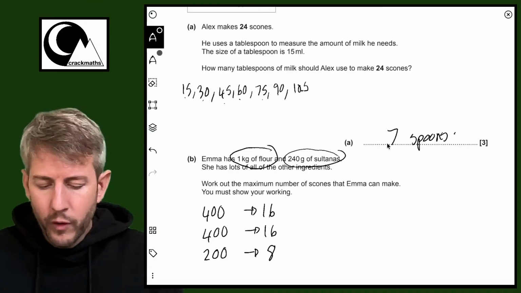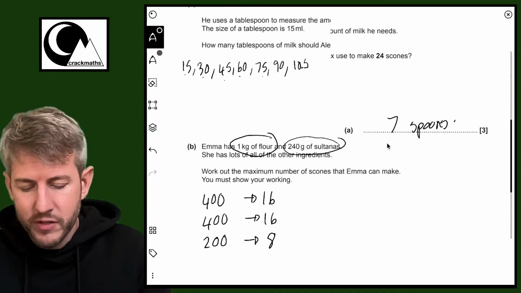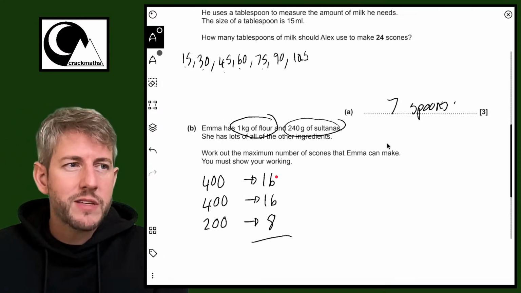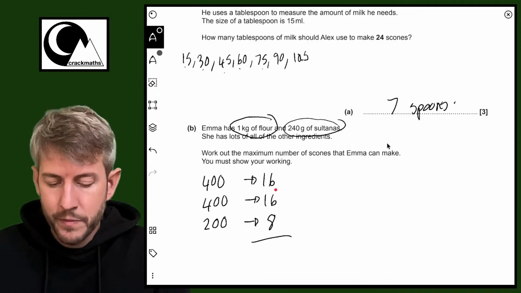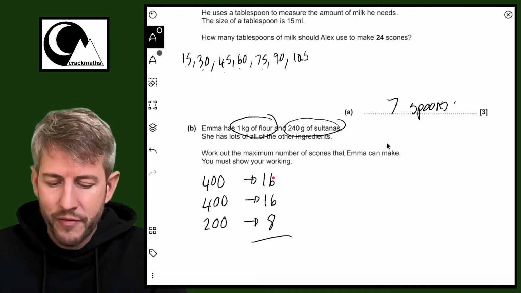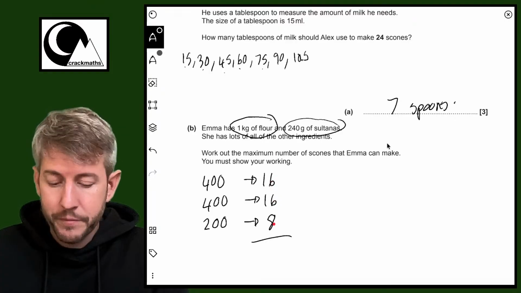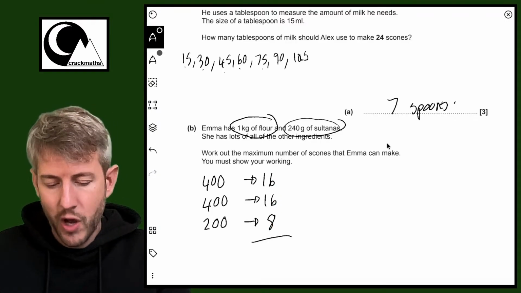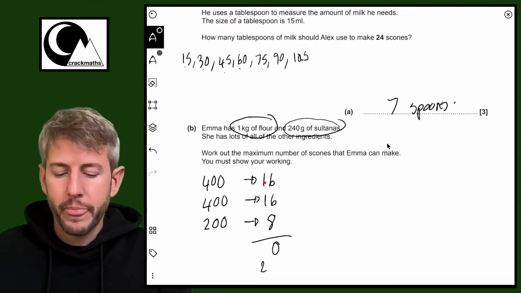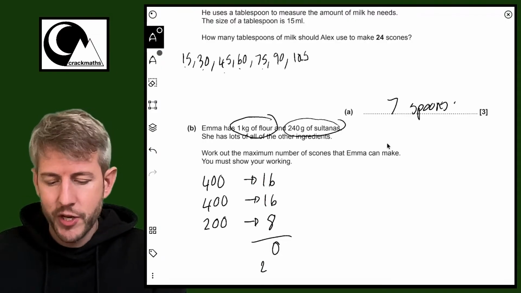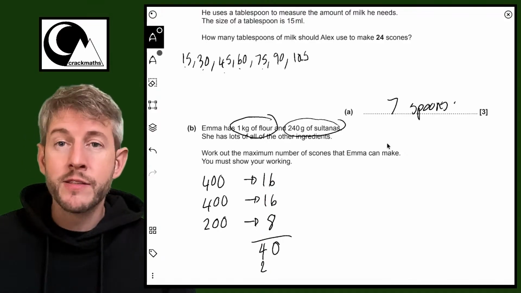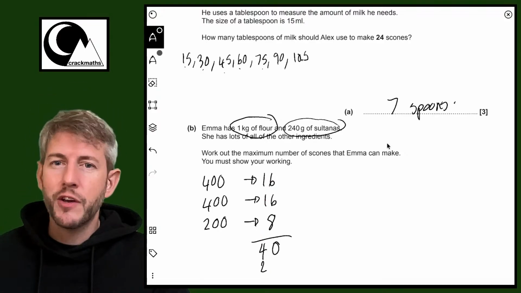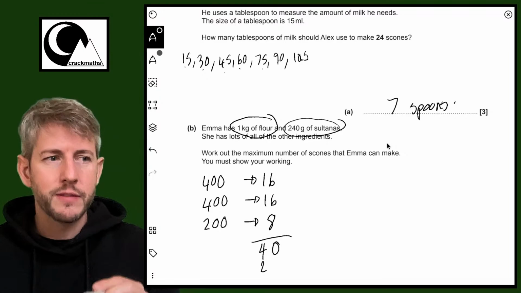So all in all, she can make this many scones with her flour. So we've got 16 add 16 is 32. Well, let's do it the column method. 6 add 6 is 12, add 8 is 20. So I'll put a 0 here, carry a 2. 1 add 1 is 2, add the 2, 40. Okay, so with the flour, she's going to be able to make 40 scones.